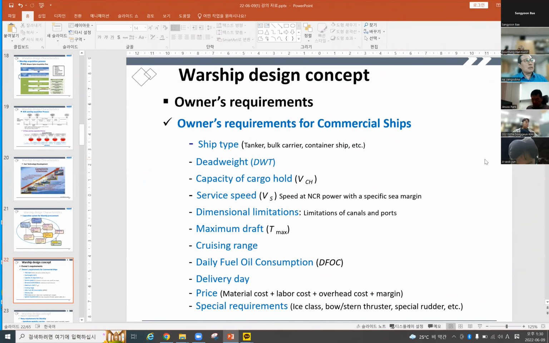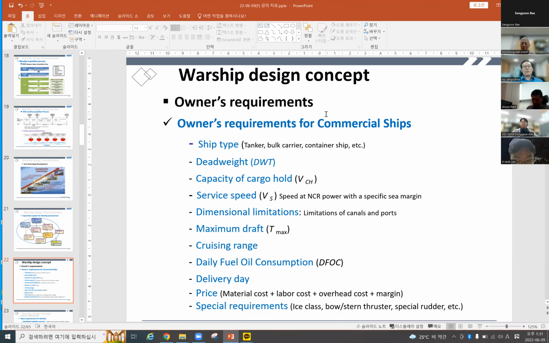Now let's discuss the warship design concept. Up to now, any other questions about that? Okay, if you don't have any questions, I will lecture going fast.